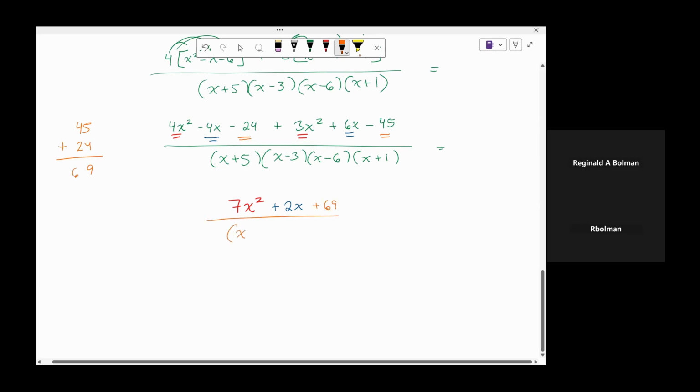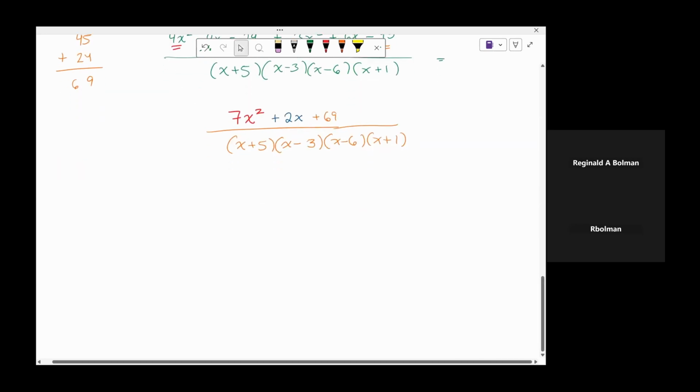And this will be all over x plus 5 times x minus 3 times x minus 6 times x plus 1. Make sure that everything is all underneath your denominator. Or I'm sorry, all underneath the vertical line, rather.